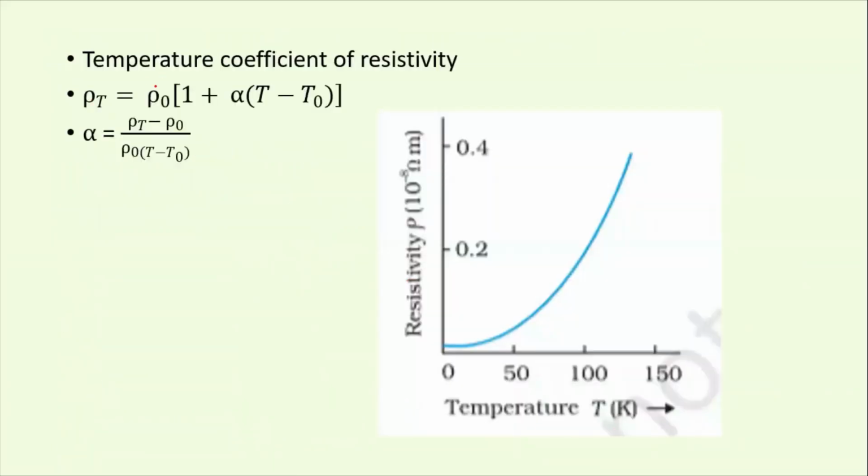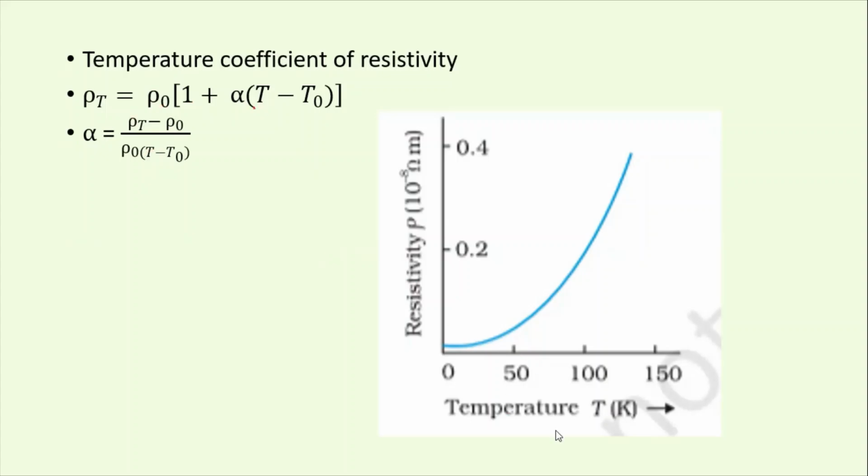Now, if you are given other data and asked to find alpha, alpha can be calculated like this: rho T minus rho naught divided by rho naught into T minus T naught. This is done by simplifying this equation.